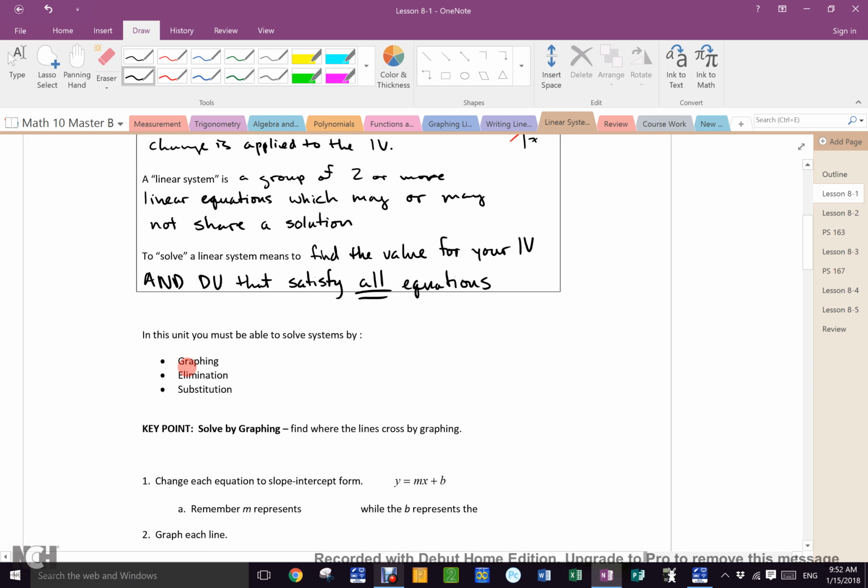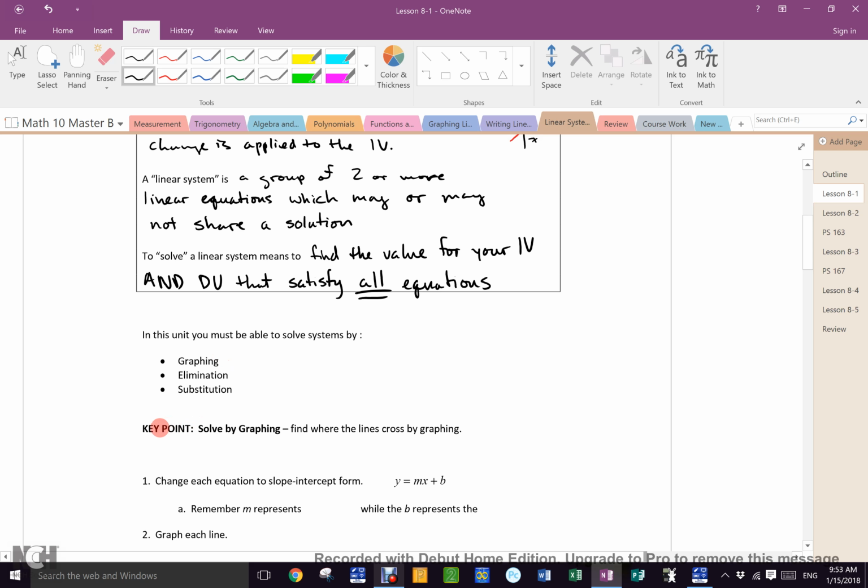You're going to learn 3 ways with which to do this. 1, graphing, you already know how to do. Elimination, substitution, you do not, but you know the mechanics of doing it. You already know how to make it happen. You just haven't done it. So we're going to start with graphing.